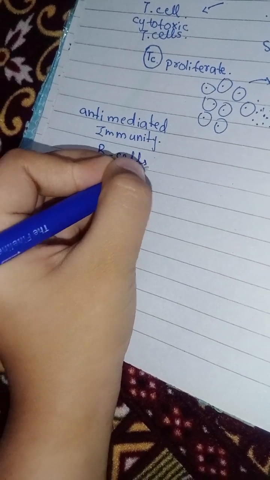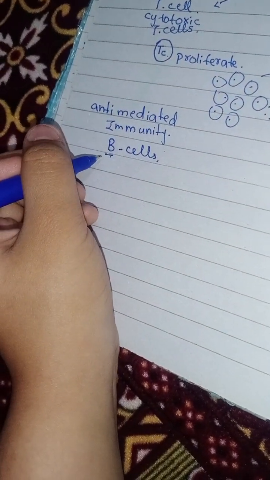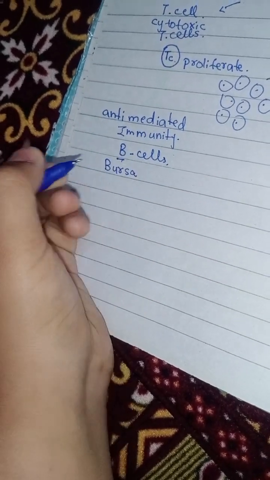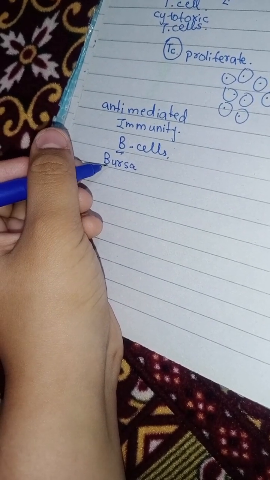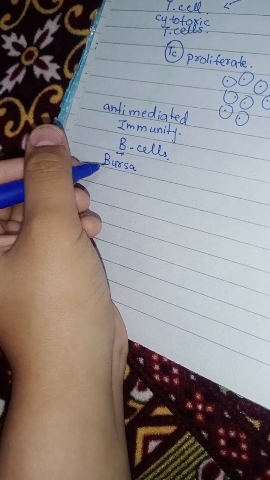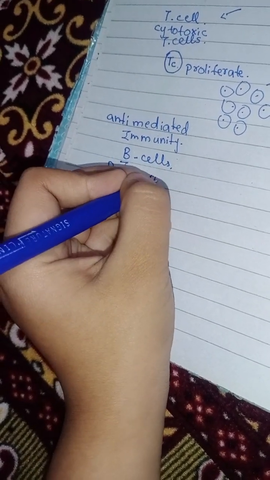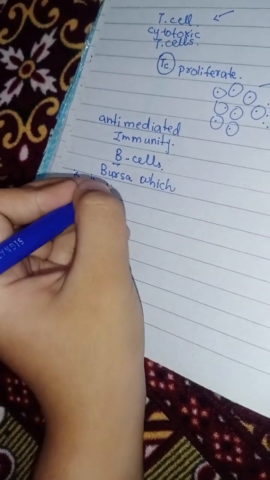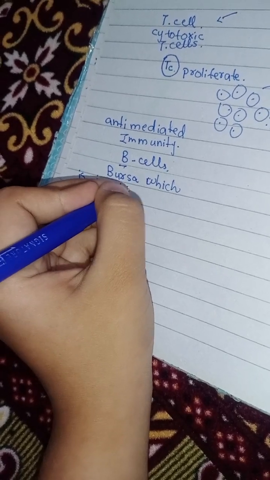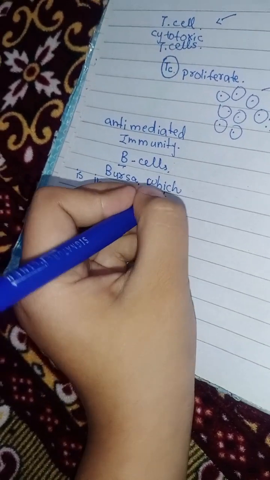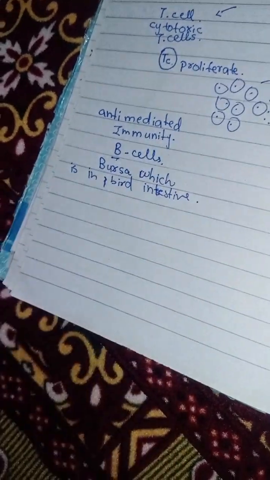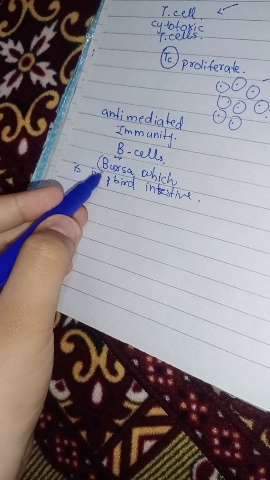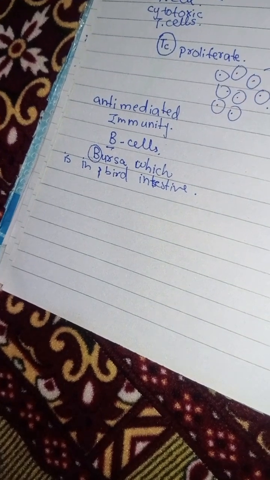Why did we give the name B cells? Because these were discovered in the bursa. Bursa is a part present in the bird's intestine, and that is known as the bursa. So these are known as B cells.